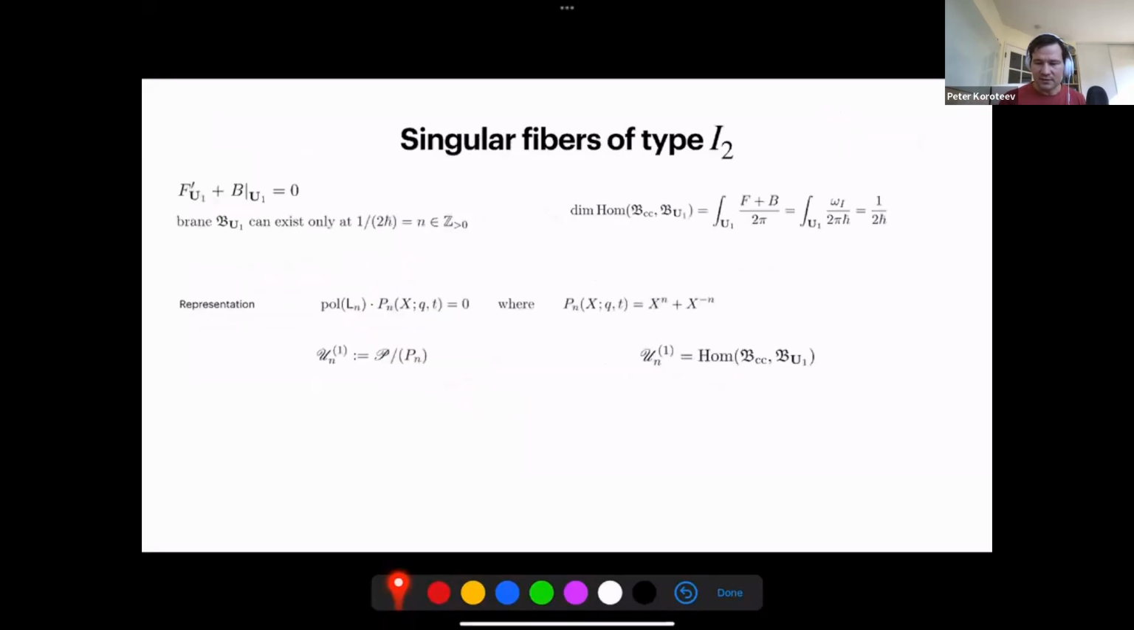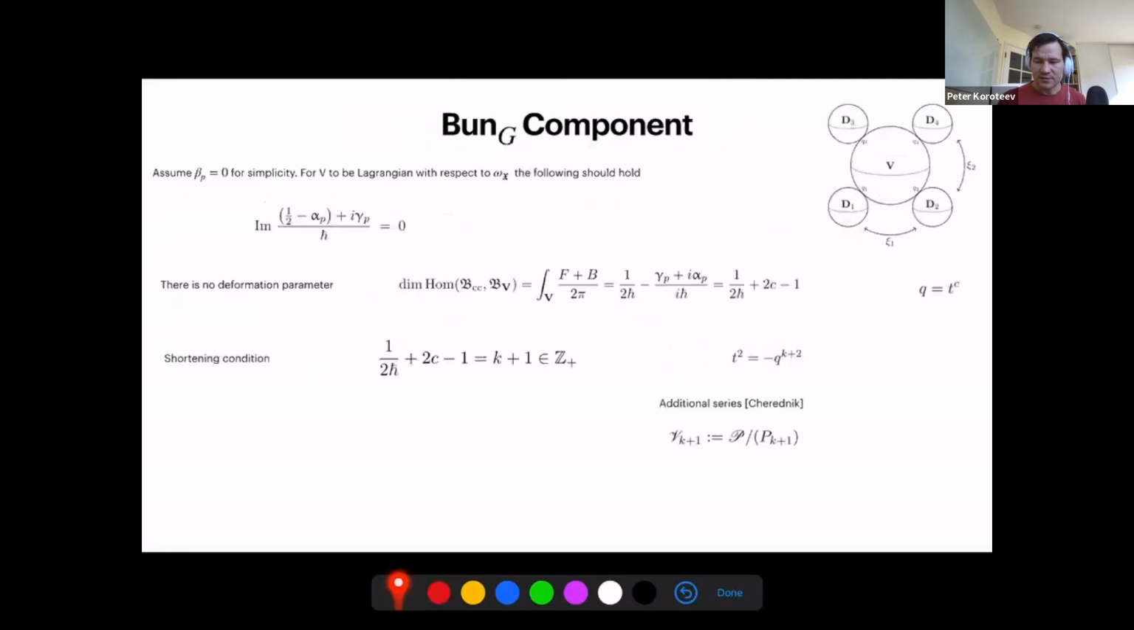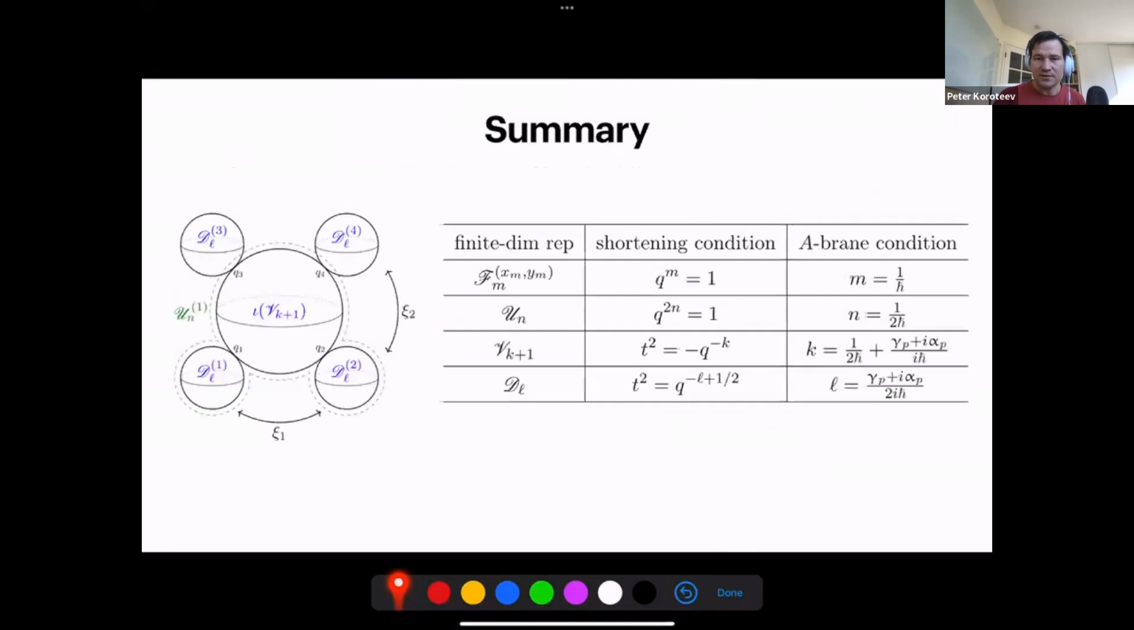And then you can do the same for other types of Lagrangians. For the singular fiber of type I2, you would compute the symplectic volume of that Lagrangian submanifold according to our prescription. You're going to get 1 over 2 h bar. In this case, it corresponds to this polynomial representation, which we call U_N, a quotient of the whole module over P_n, which is given by this polynomial, and so on. So you can calculate symplectic volumes of all Lagrangians and compare them against the dimensions of the corresponding representations, and there is a one-to-one correspondence between all of them.